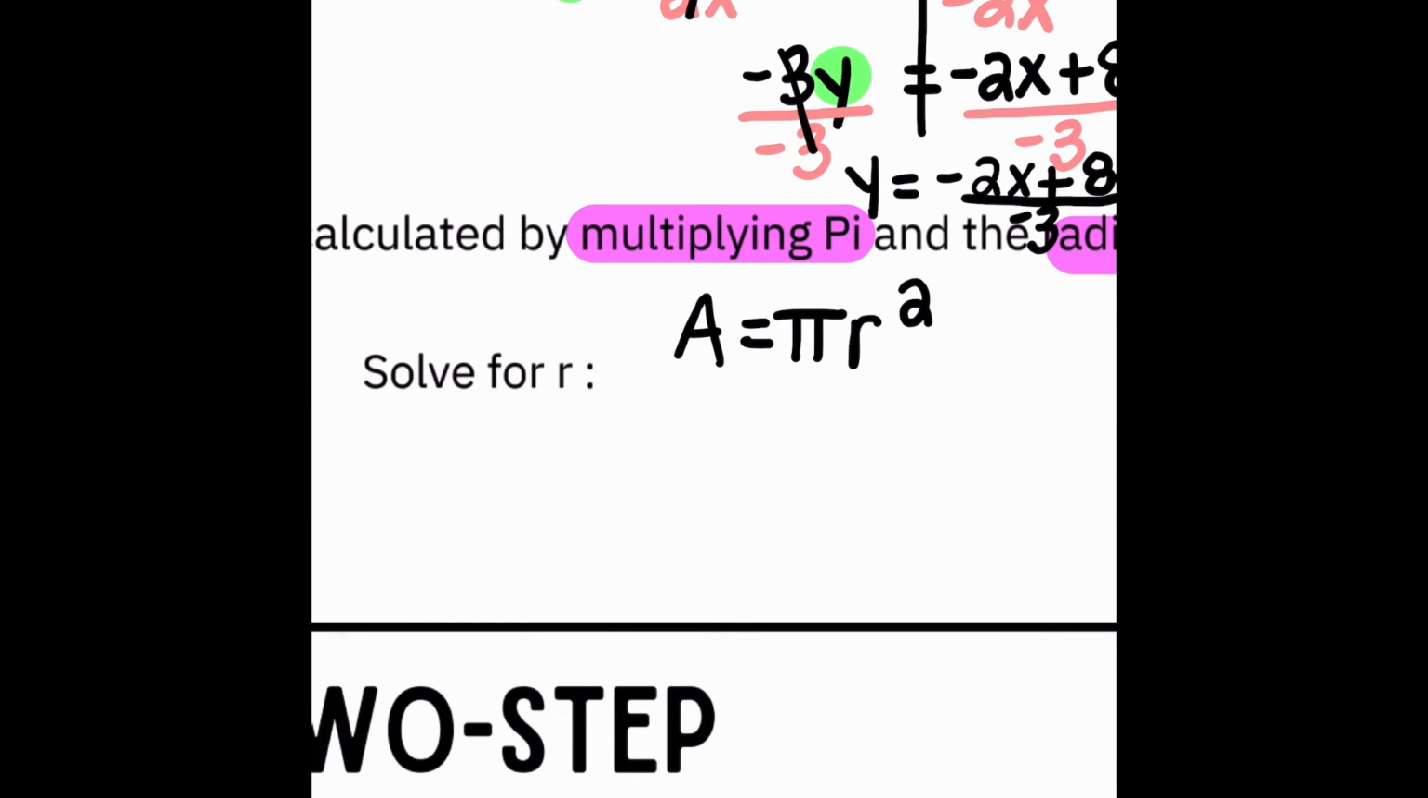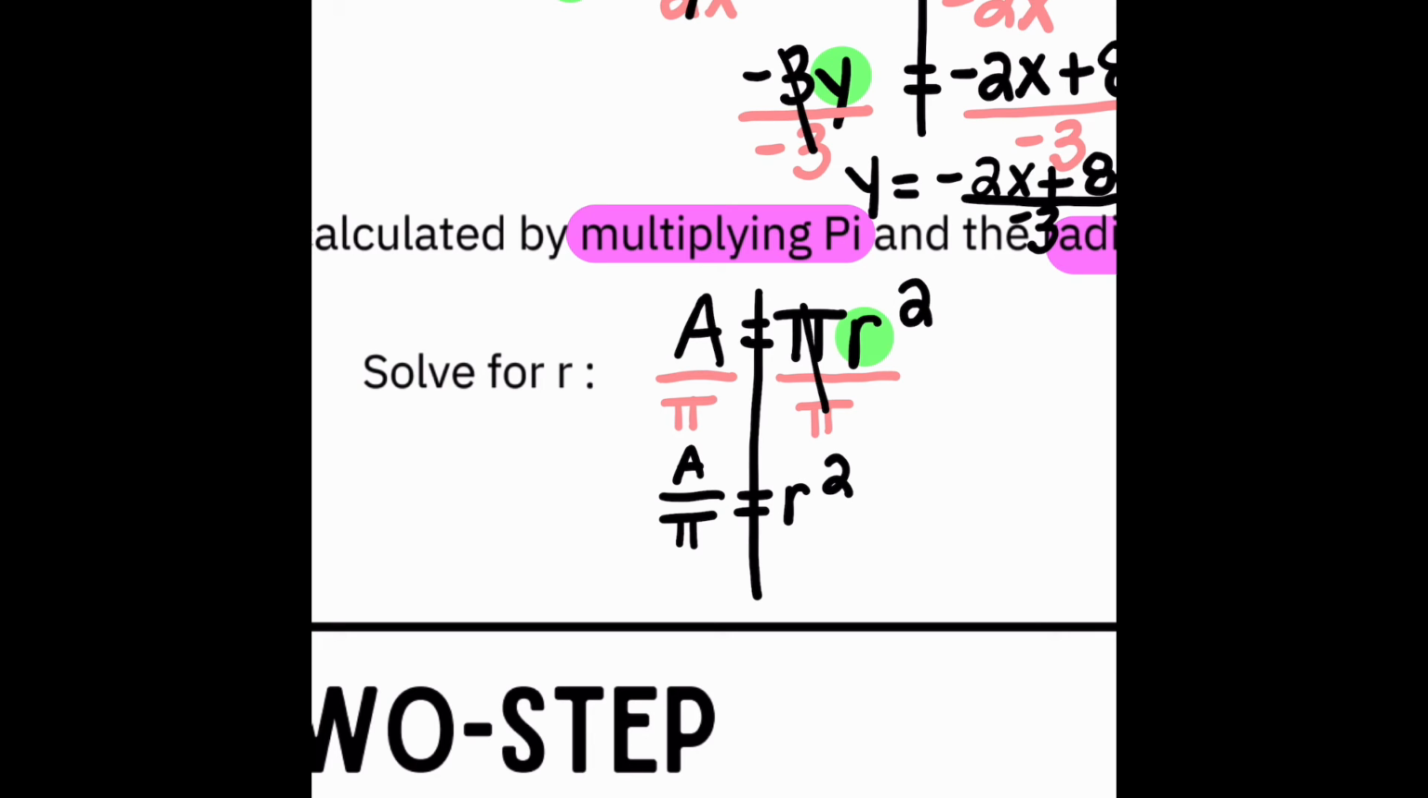Now, this may be the first time that you're dealing with the opposite of an exponent. The problem is asking us to solve for r. The one thing that I noticed is that r is being squared, so we're going to have to get rid of that squared in the end. Before we can do that, though, we need to get rid of the pi. It's pi times r squared, so in order to get rid of pi, we're going to go ahead and divide by pi. So I have A divided by pi equals r squared.